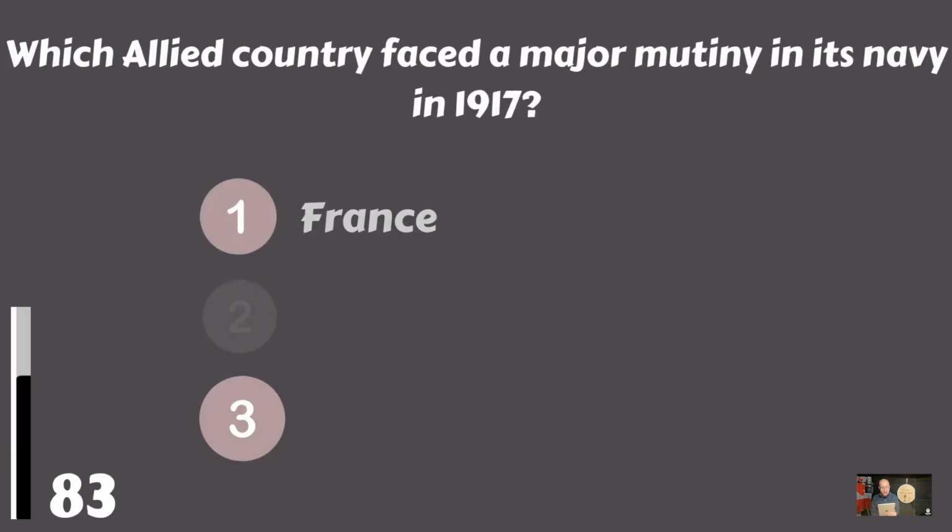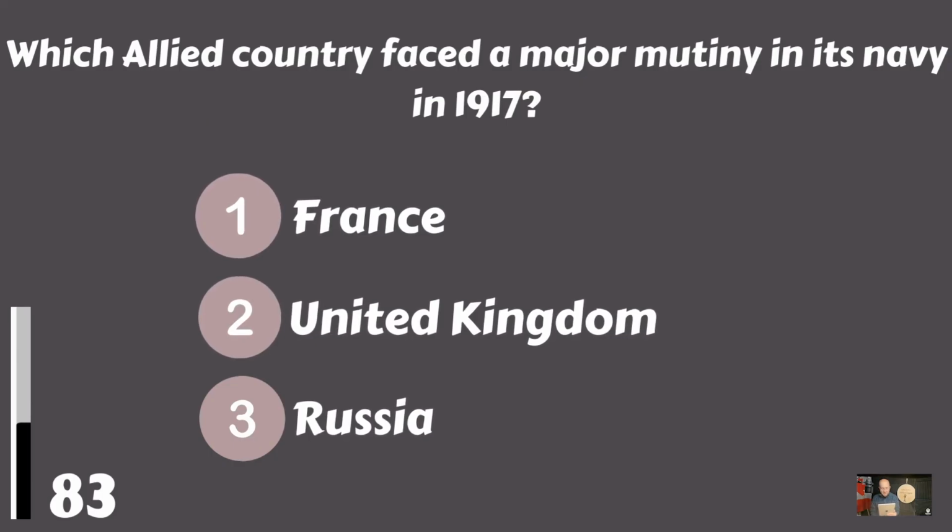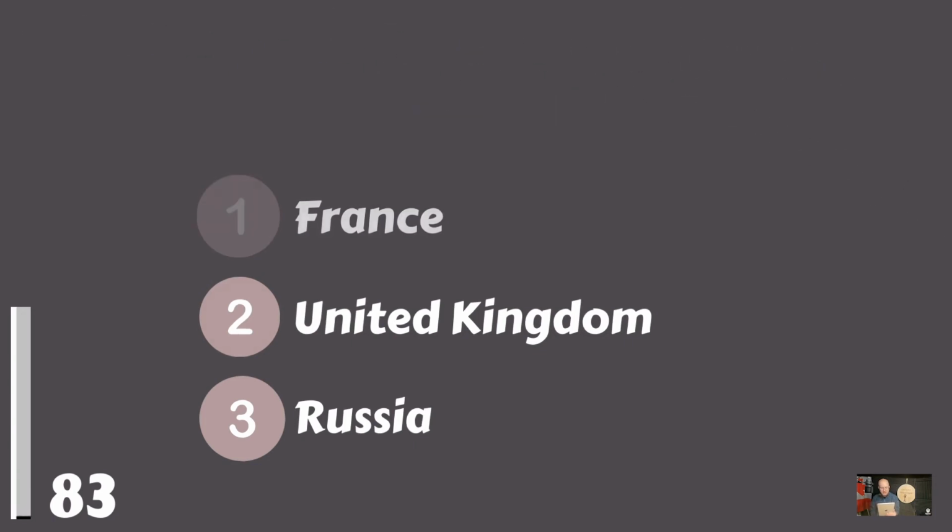Which Allied country faced a major mutiny in its navy in 1917? Was it France? Was it the United Kingdom? Or was it Russia? Who faced a major mutiny? That was France.